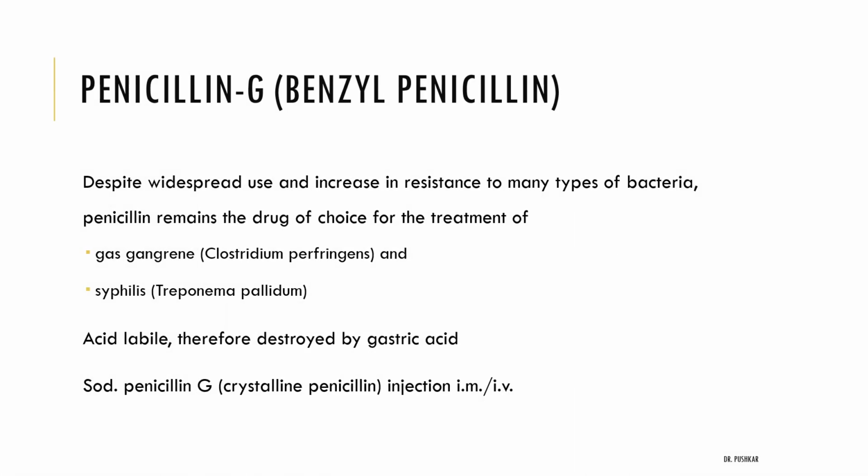And that natural penicillin is penicillin G or benzyl penicillin, which is not used so widely nowadays, but it was one very important antibiotic of that era. But because of resistance, it is not widely used nowadays. Despite widespread use and increase in resistance in many types of bacteria, penicillin is still a very important drug of choice for the treatment of gas gangrene, which is caused by Clostridium perfringens, and syphilis, which is caused by Treponema pallidum. So these two are very important uses of penicillin G still.